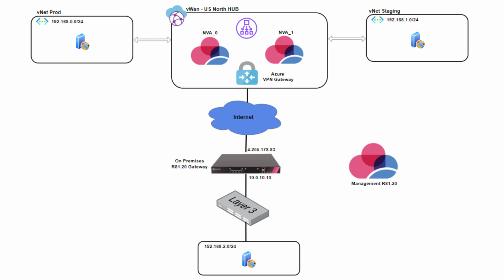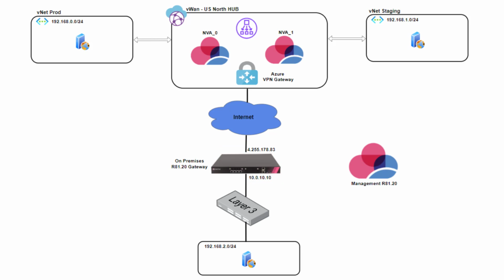In this video, I will show how to use the seamless VPN feature introduced in R81.20 to create a VPN connection between a Check Point gateway and a VPN gateway in Azure Virtual WAN Hub. In the network diagram, we have a Check Point on-premises gateway, version R81.20, with an active VPN blade.